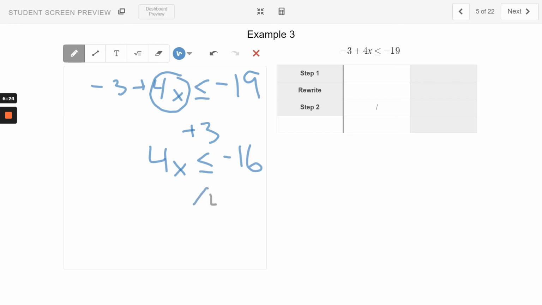We're going to divide by 4, and we get x is less than or equal to negative 16 divided by 4 is negative 4. Notice that even though our answer is a negative number, because we divided by positive 4, our sign stayed the same. Because in this example, we divided by a positive number, so we had no need to change the sign.